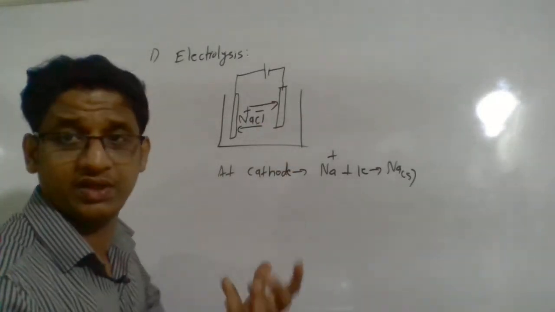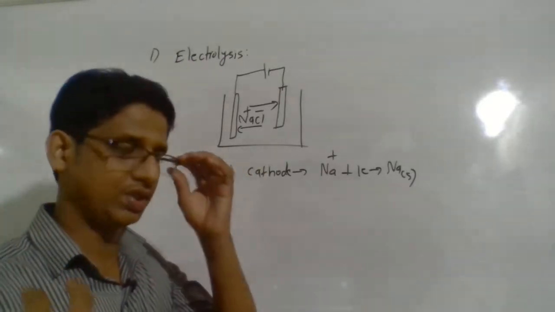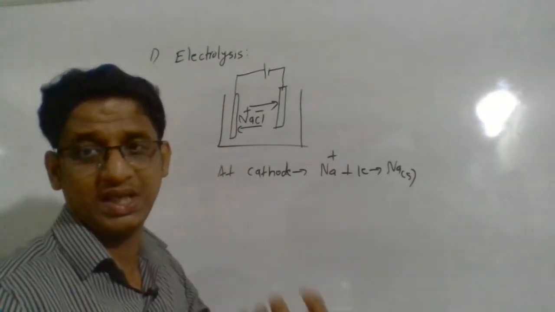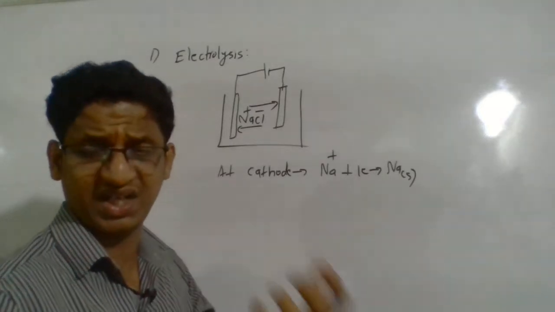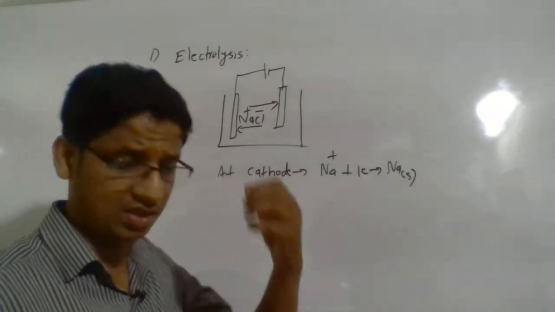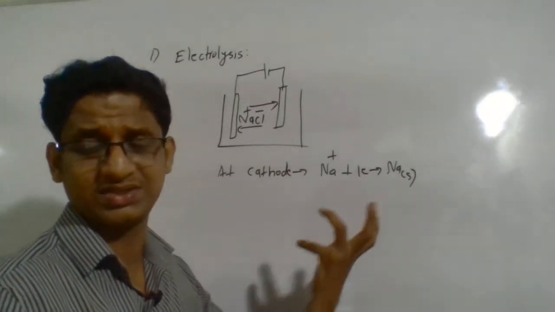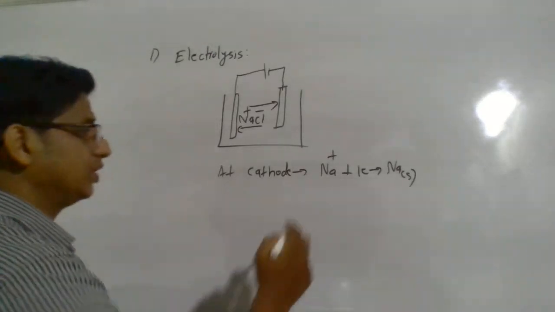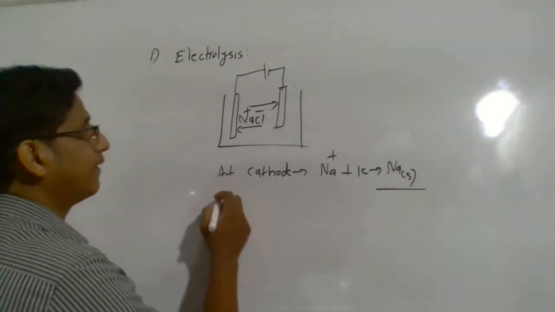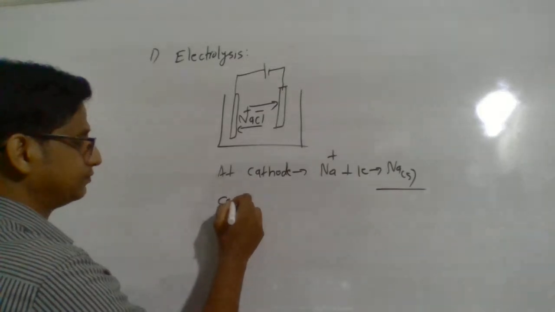Remember, Na+ ion and Na are entirely different. Sodium ion does not have any kind of character like sodium. Sodium is highly reactive, whereas Na+ ions easily dissolve in water. There is no reaction with water. So you are actually getting sodium metal at the cathode.